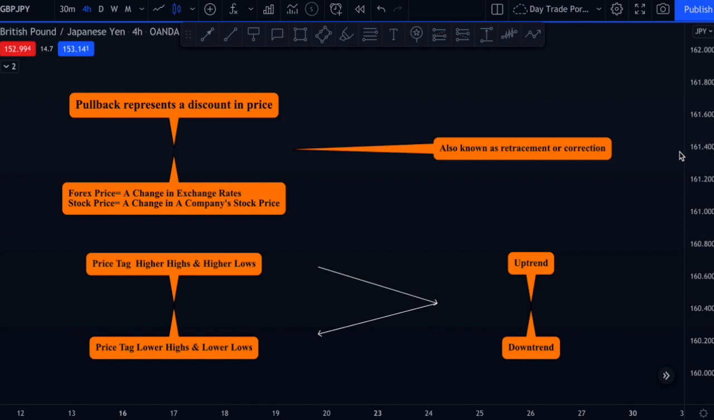Okay, Great British pound. Now, when you're dealing with the stock market, it's a change in a company's stock price or the value of their stock. If you are a trader, that is what you are trading, or even an investor, that is what you are buying, and you want to buy in the stock market at a discount. In the Forex market, we want to trade at discounts, whether we are the seller or the buyer.